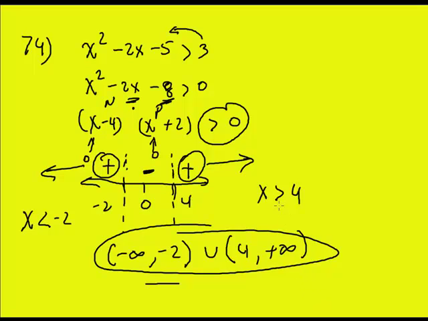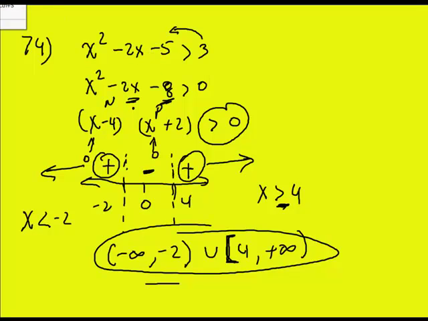If, for example, there was an equal sign here, then that would get brackets on 4. If there's an equal sign, they would get brackets. If there's an equal sign, then it'll just get parentheses. Infinity never gets brackets. Right?